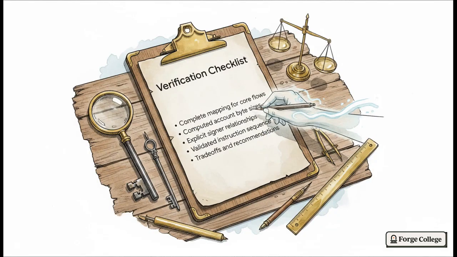Here is your ultimate design verification checklist. Have you mapped all 4 core flows? Are your account layouts sized down to the exact byte integer? Are your signer relationships explicitly named? Have you validated the execution sequence in your head? And did you write down your trade-off recommendations? A reviewer should be able to look at this exact checklist, read your trade-off justifications, and start writing Anchor code without having to ask you a single design question.